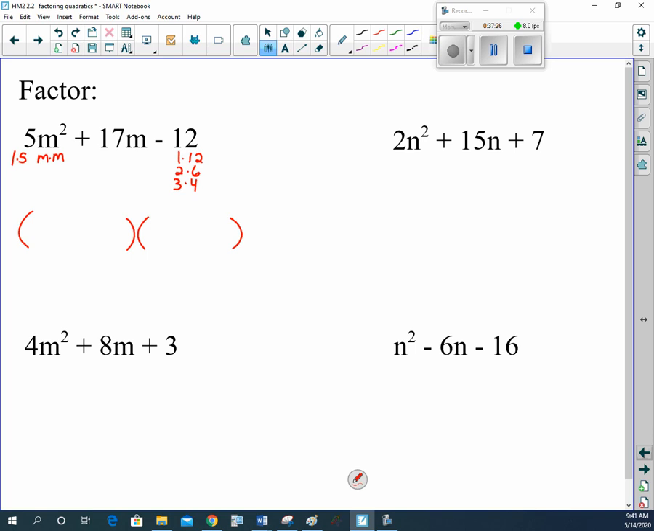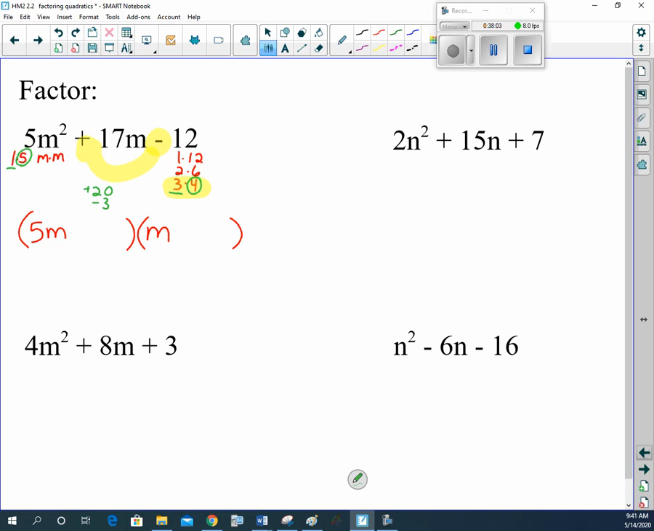1 and 5 is my only choice, so I'm just going to go 5m and m. Okay, it ended in a negative. Did you notice that? So it ended in a negative, and they have to add together to give me a plus 17. So I think I'm going to try 3 and 4 first. So my mental math is saying this: 4 times 5 is 20, and 3 times 1 is 3. Can I subtract those to get a 17? I sure can. This would be a plus, and this would be a minus.